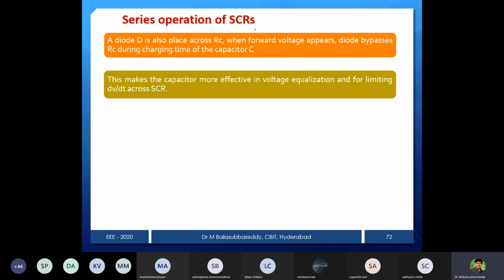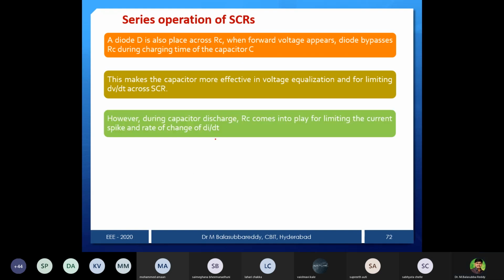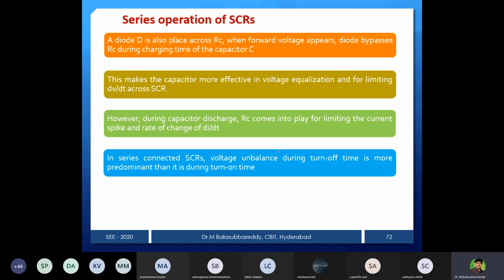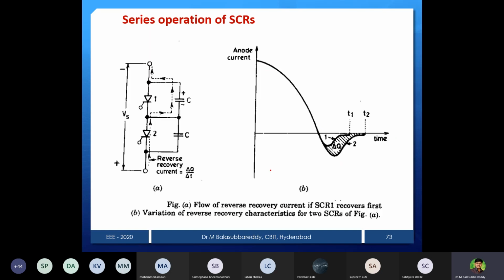What we are doing here is a snubber circuit, that is a dynamic equalizing circuit. And during capacitor discharge, we require RC to limit those spikes. The turn off time is more predominant than the turn on time. So there is a problem of charging, that we'll see now. The turn off time of SCR1 is this one, this time is less, and the turn off time of SCR2 is more than that, because of the charging.